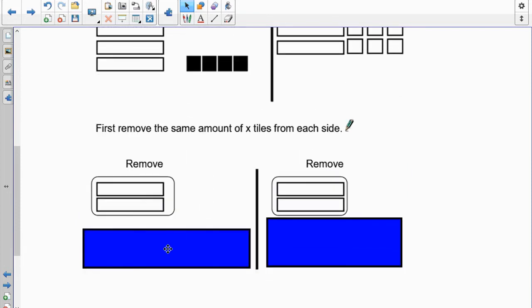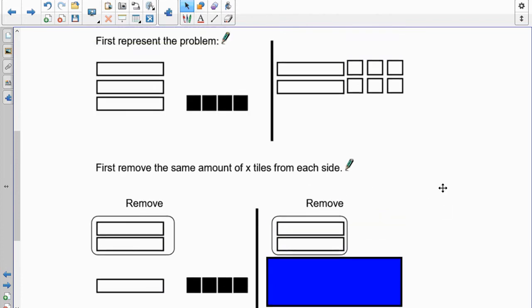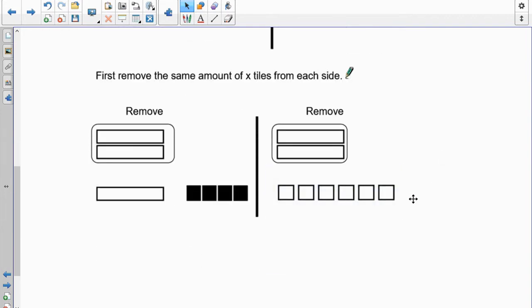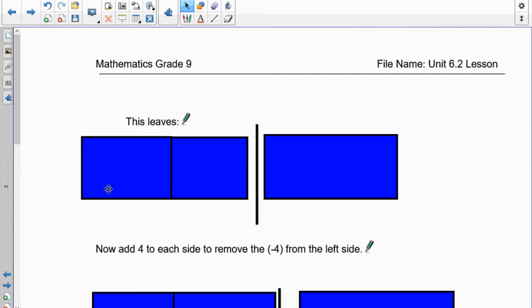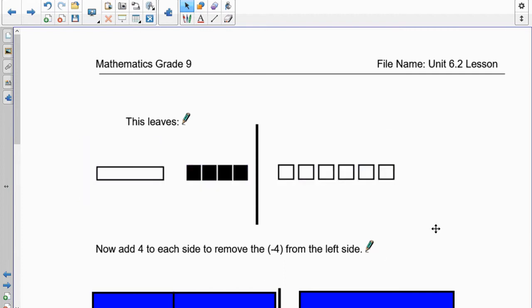That means that what's left over on the left-hand side is 1x and the 4 negatives. On the right-hand side, I just have the 6. They're laying there, the 6 ones. So when you clean it all up, you end up getting this. I've got x, take away 4, is equal to 6.